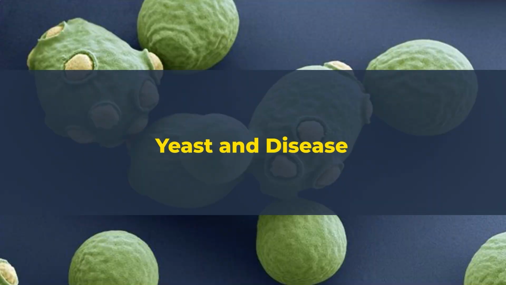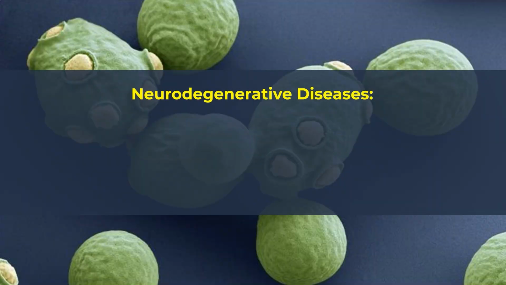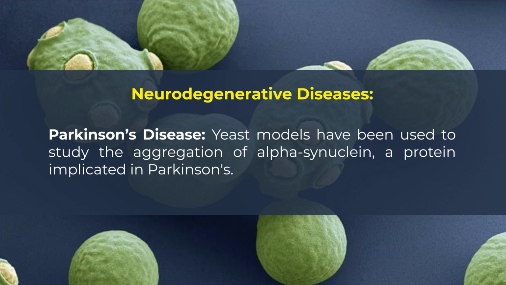Now let's talk about the applications of yeast cells in various fields. Talking about yeast and diseases, yeast models for human disease. First, let's talk about neurodegenerative diseases, how yeast is used. It is used in Parkinson's disease. Yeast models have been used to study aggregation of alpha synuclein, a protein implicated in Parkinson's.